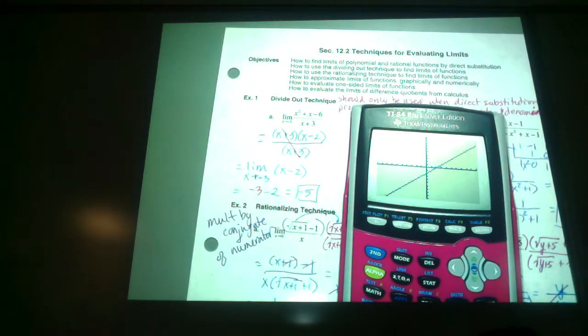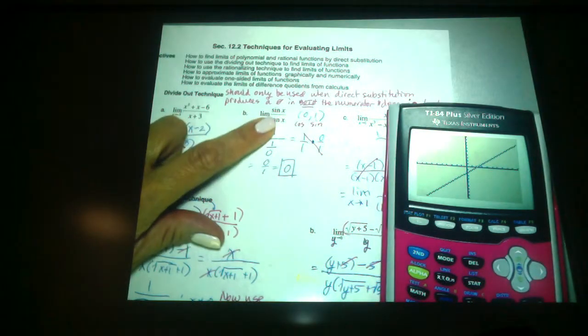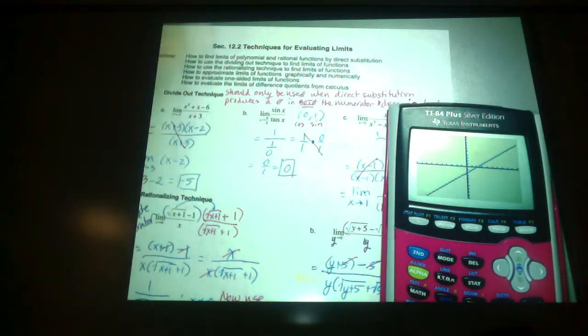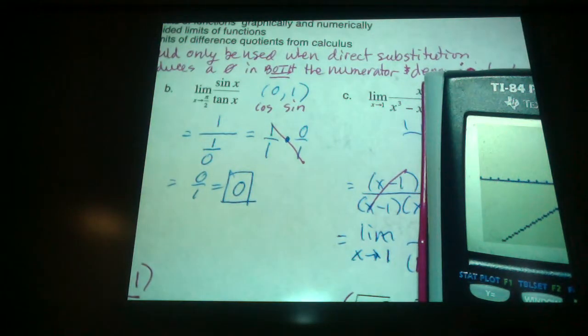And of course, your calculator is not going to tell you that there was a hole in that graph there at -3. All right, look at this one. Sine of x over tangent of x, as x approaches pi over 2.